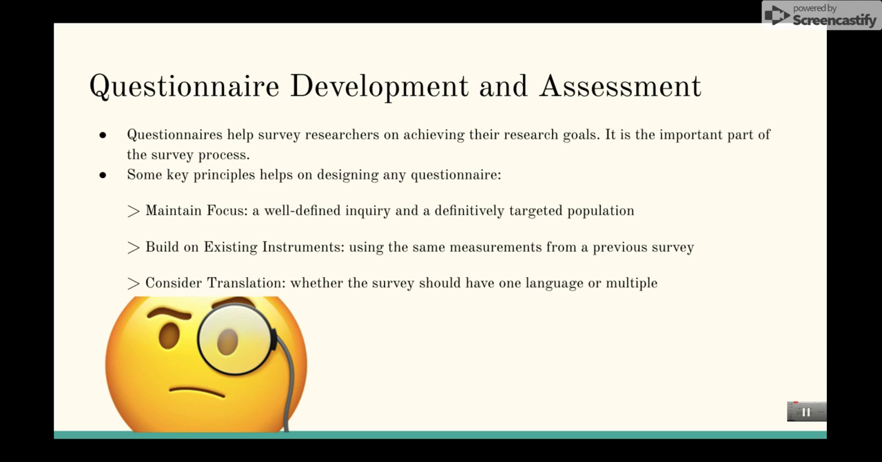Questionnaires help survey researchers achieve their research goals, as part of the survey process is important. The three key principles that help in designing any questionnaire are: main focus, which is a well-defined inquiry and defining a target population. The second is build on existing instruments, which is using the same measurements from previous surveys. And the third is consider translation, which is whether the survey should have one language or more.